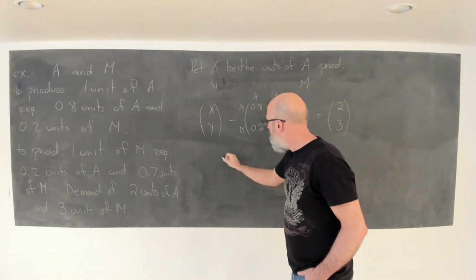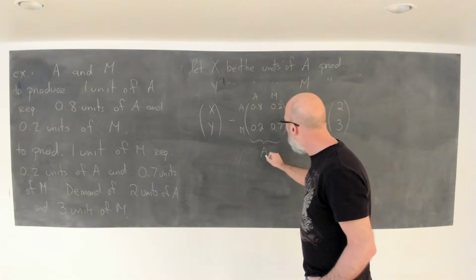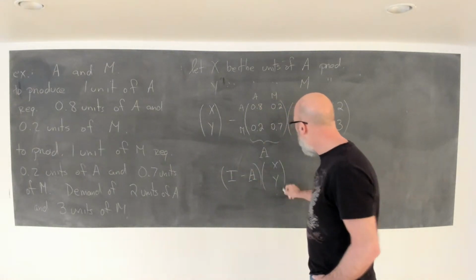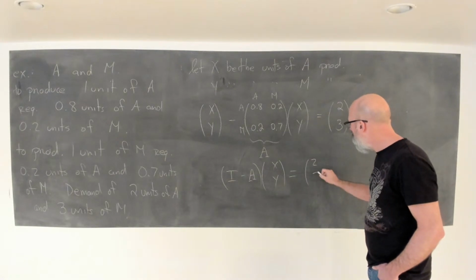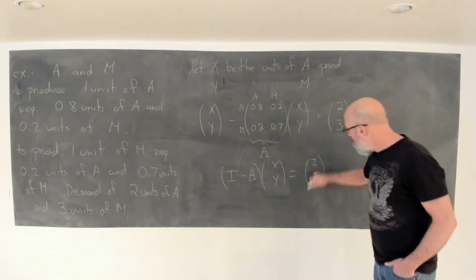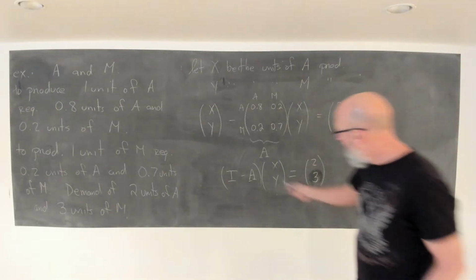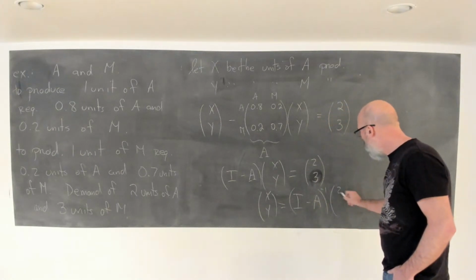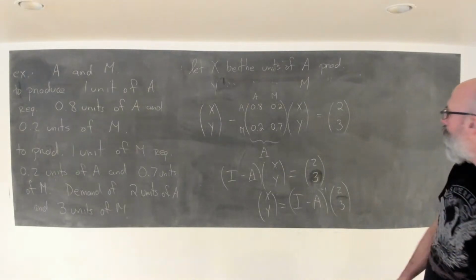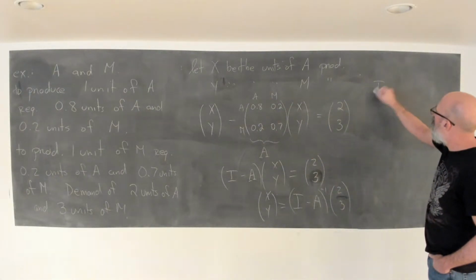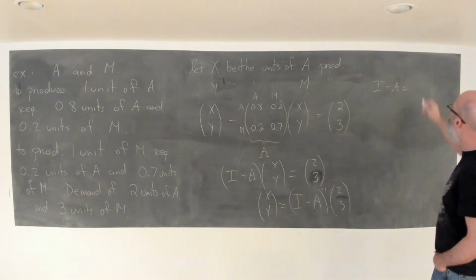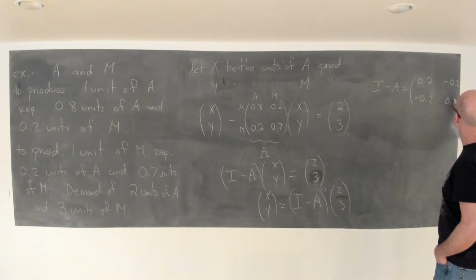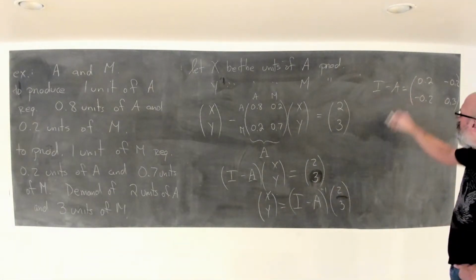And you know what to do, right? If we denote this matrix by, let's say, capital A, I minus A times XY should be our demand. And consequently, XY should be I minus A inverse times 2, 3. I minus A, let's do that here, is easily seen to be 0.2, minus 0.2, and 0.3. That's I minus A, so the inverse of that.